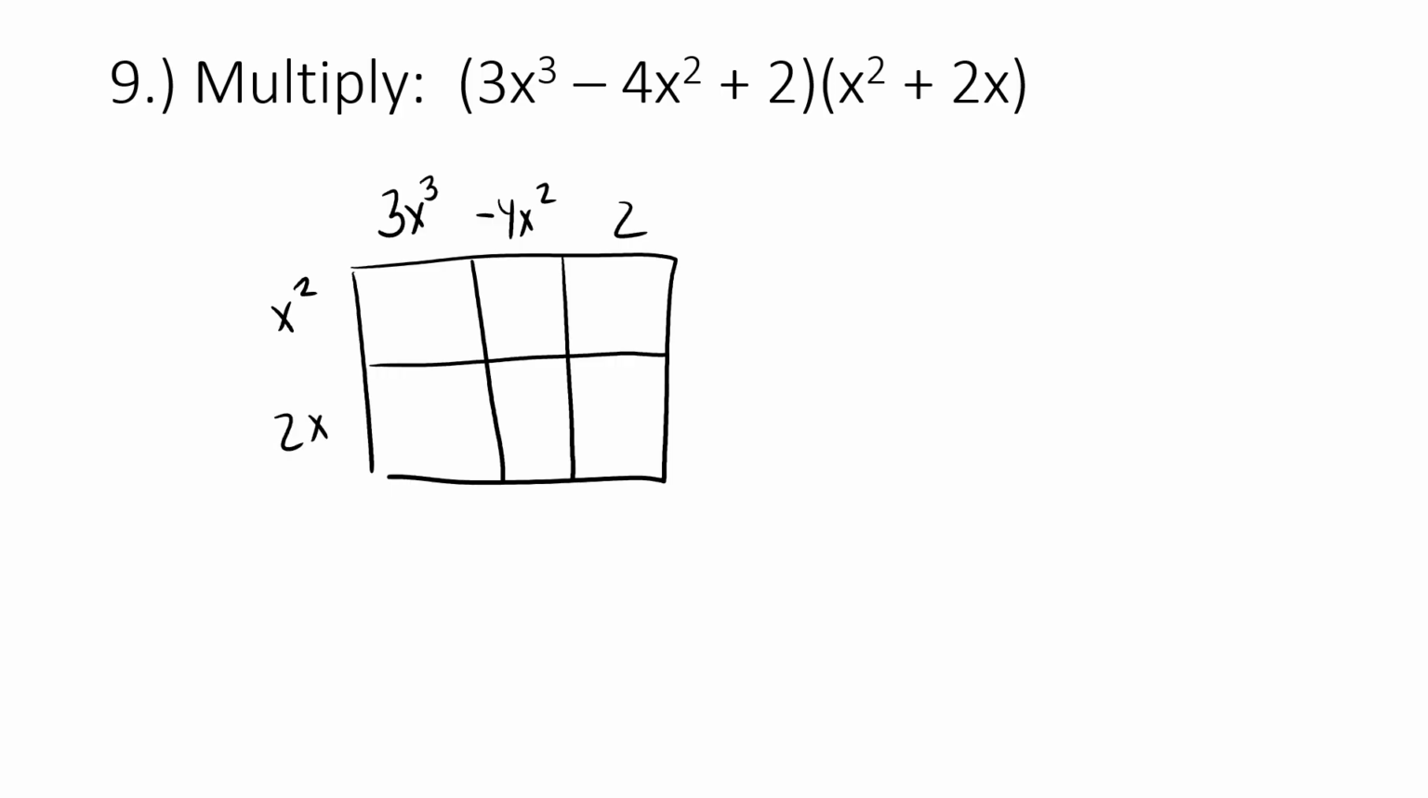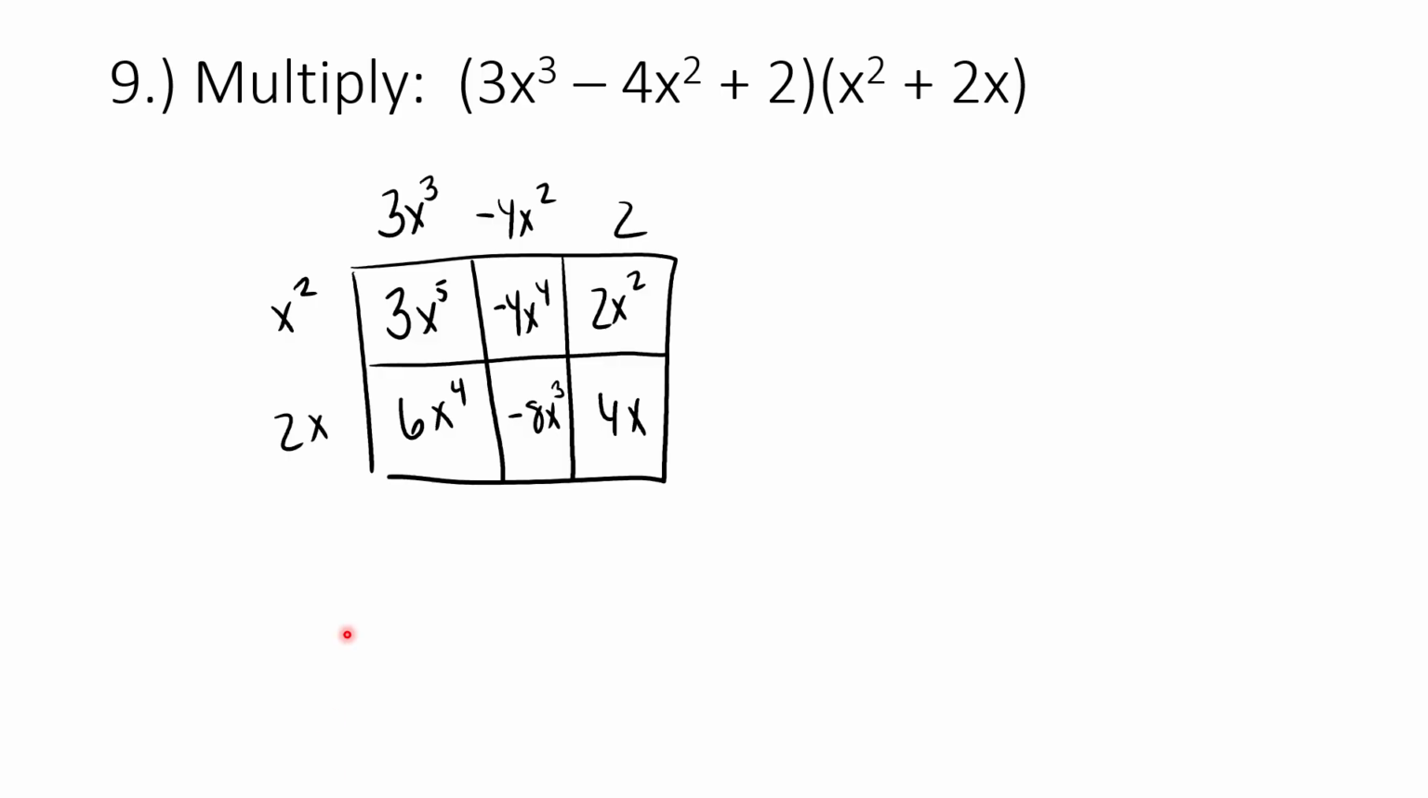All right. So here we have 3x to the third times x squared, so that'll be 3x to the fifth. Negative 4x squared times x squared is negative 4x to the fourth. And then we have a 2x squared in that right-hand box there. 2 times 3 is 6, and this will be another x to the fourth. Negative 4 times 2 is negative 8, and that'll be an x to the third. And then 2x times 2 is 4x.